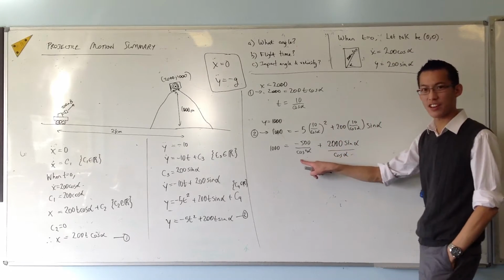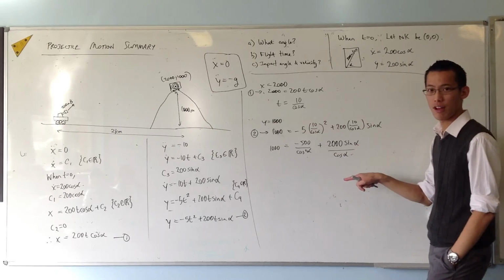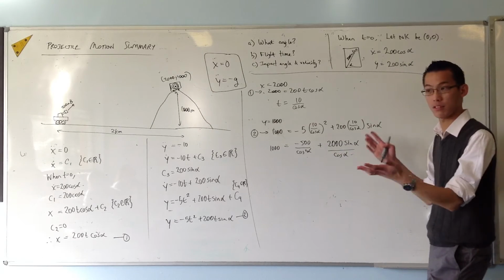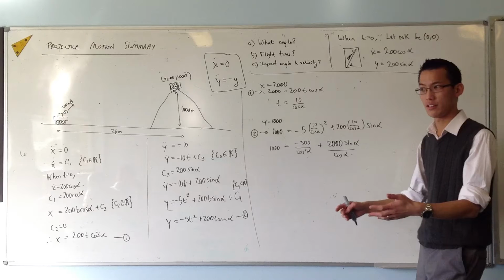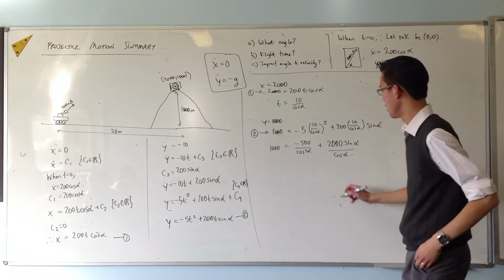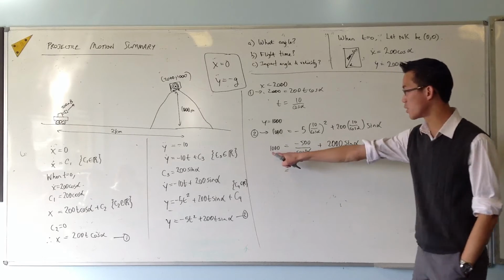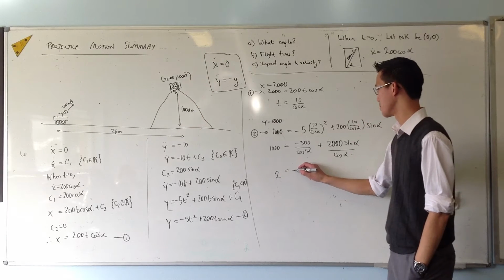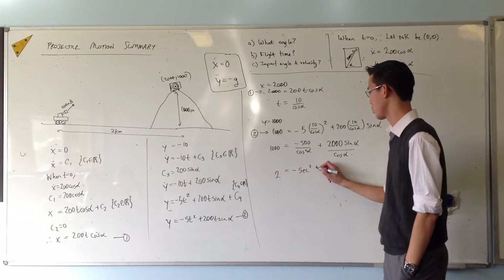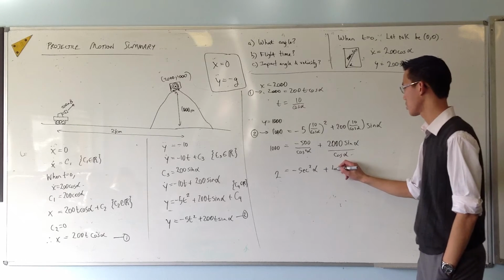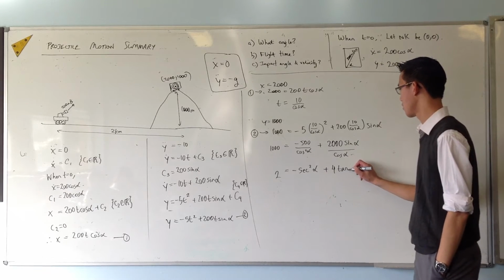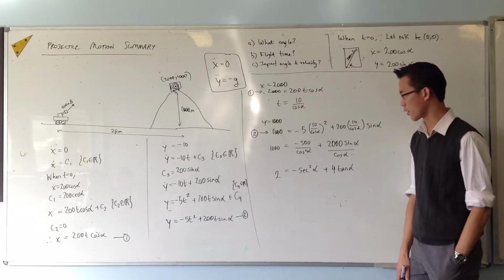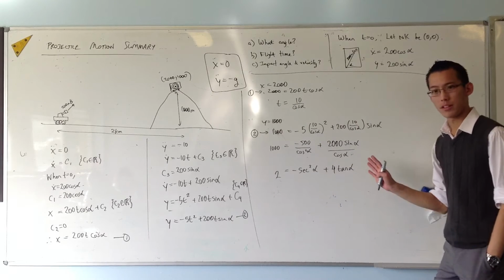This is a sec squared, and this is tan. Right? So I can convert everything into tans, right? Or into sec squared, it doesn't matter, right? So I could also divide through by 500, that'll make things a little neater. This is minus sec squared plus 4 tan alpha. Okay, so we'll get everything all on one side in a second.